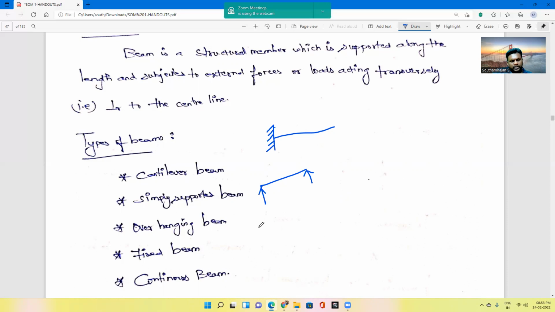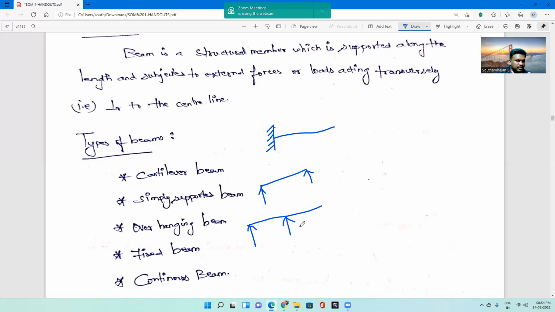Then the overhanging beam, which is a beam supported at some locations where the member tends to overhang in one direction. It may be right side overhanging, left side overhanging, or double side overhanging. Depending upon the support condition and the availability of the free end, the member is represented as an overhanging beam.